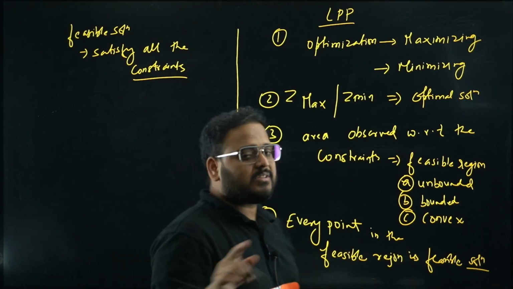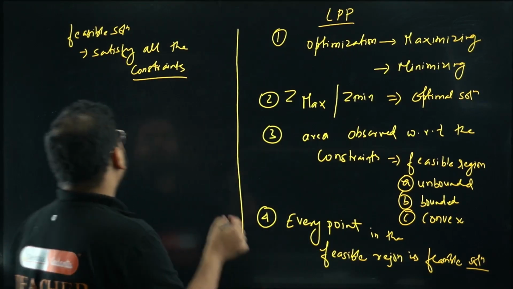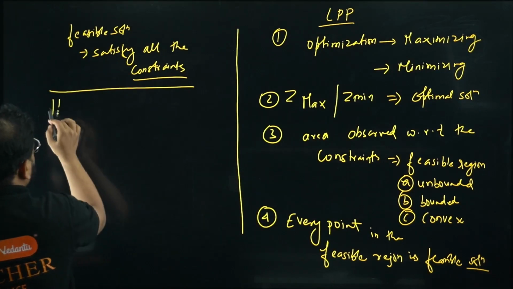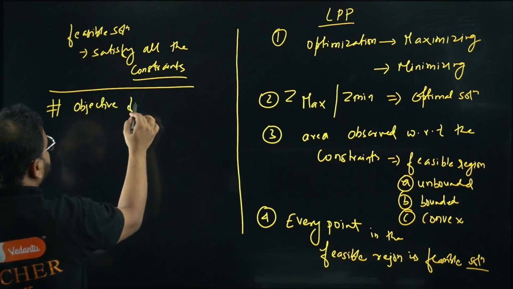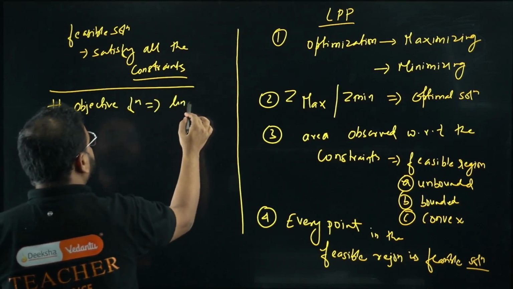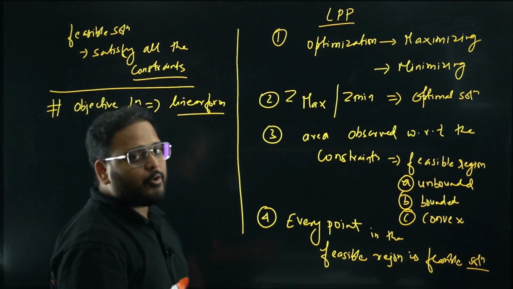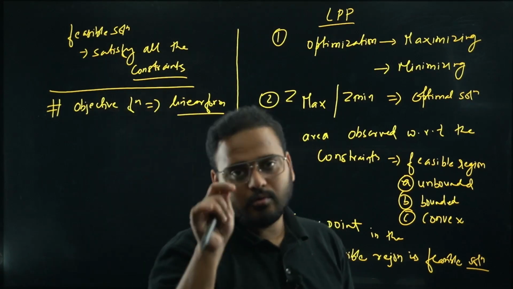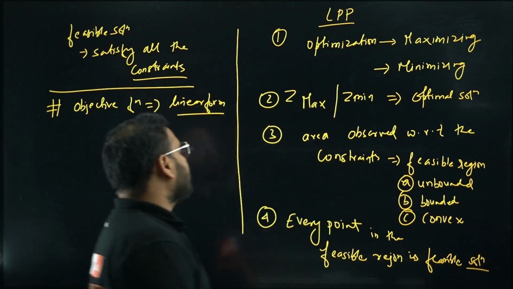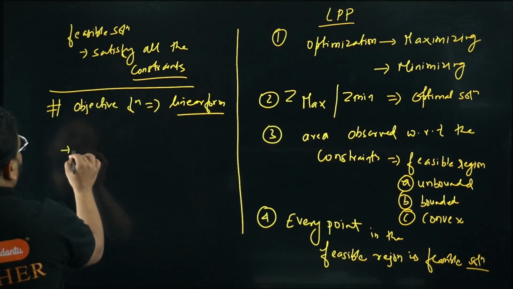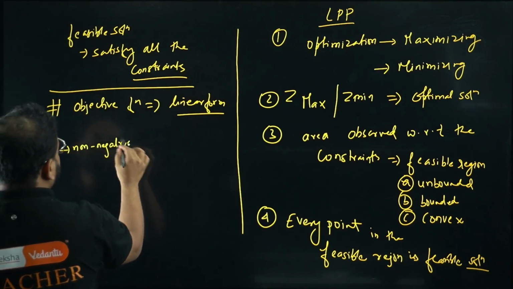So corner points now. There's something called corner points. Whenever you graph and find intersections of the straight lines. Actually, we know one more thing, the objective function. The objective function is always of linear form. When you draw these constraints and get the intersection points, those points are called corner points. And there's something called non-negative constraints.